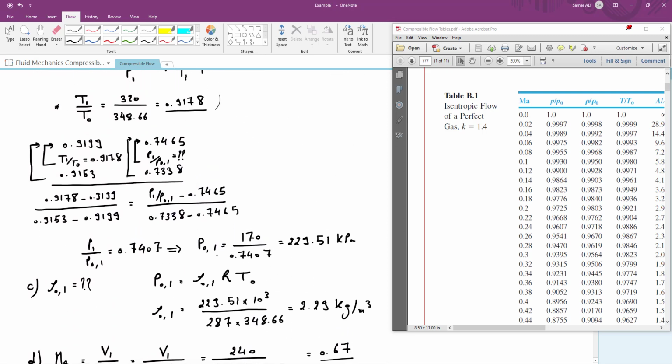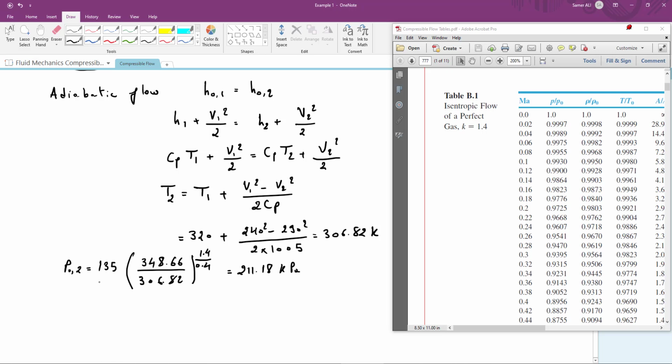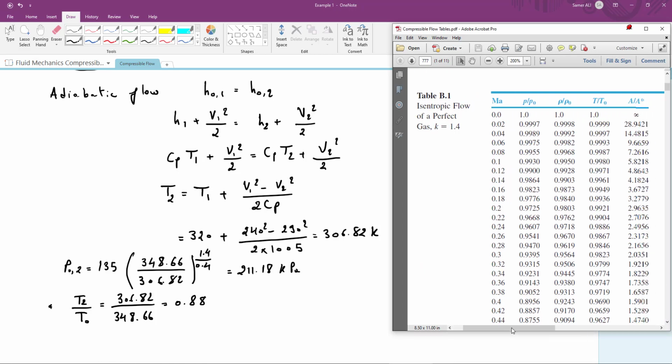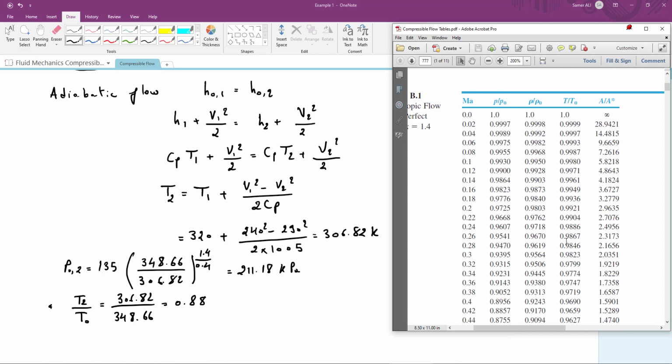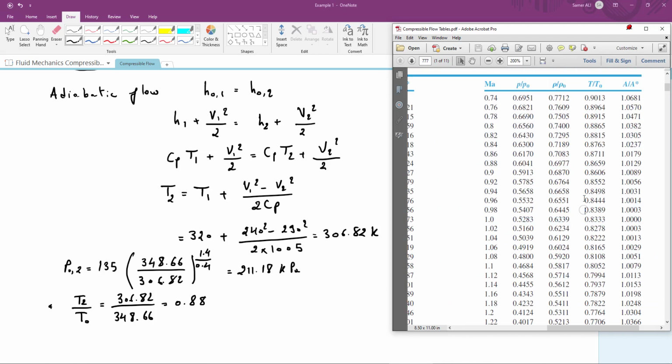And as predicted, you can see that the stagnation pressure at state 2 is smaller than the stagnation pressure at state 1, which is P01, 229.51. Another way to find this stagnation pressure is to use the table. Now we have calculated T2, you can find the ratio T2 over T0, 306.82 over T0, 348.66, which will be equal to approximately 0.88. So let's find this ratio in the table. Let's search in column number 4 for 0.88. We have 0.8815 and 0.8763, so between these two rows.